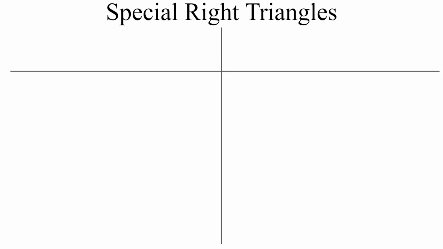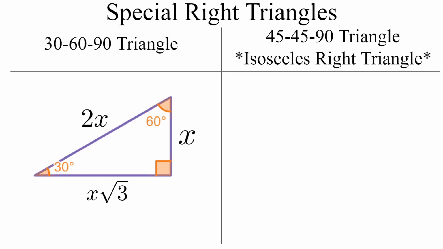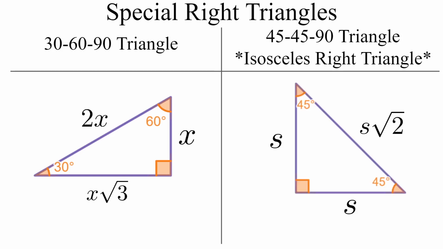Okay, so the first thing we need to know are these drawings on the reference sheet and some vocabulary. First, we have what's known as a 30, 60, 90 triangle. You will see that on the reference sheet like this. And we also have a 45, 45, 90 triangle, which you will often see on most standardized tests referred to as an isosceles right triangle, which looks like this. Again, you don't need to memorize these. They're on the reference sheet.